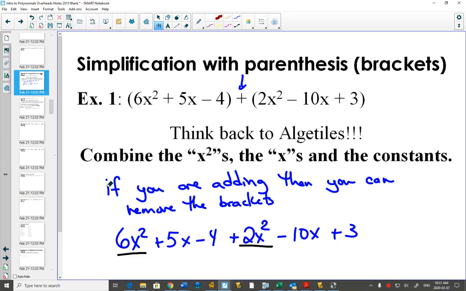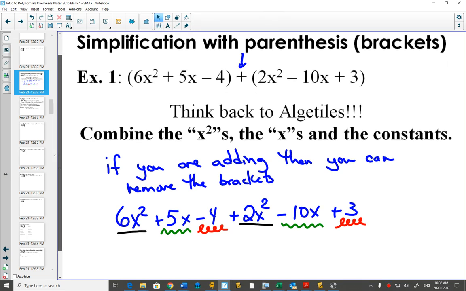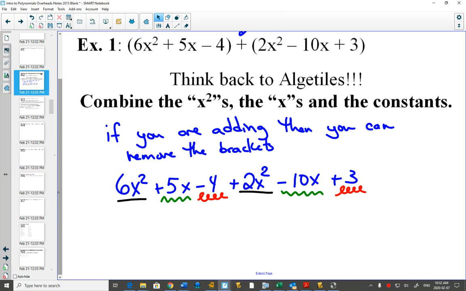Then I'm going to go green and squiggle line. 5x. Is there anything alike with the 5x? The negative 10x. Perfect. And finally, loop-de-loos with the negative 4, which is a constant. Are there any other constants? The plus 3. So using different colors is probably the best. But if you don't have different colors, use circles for some, squares for others, or underline them differently. Now we can say, oh, these ones are alike.